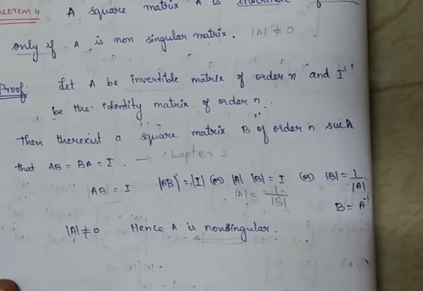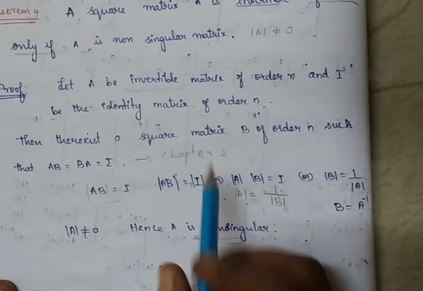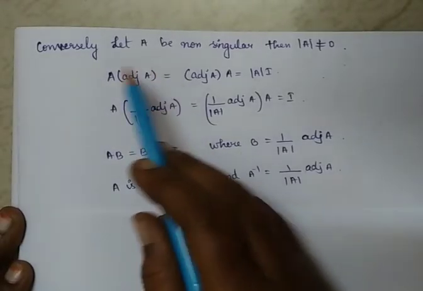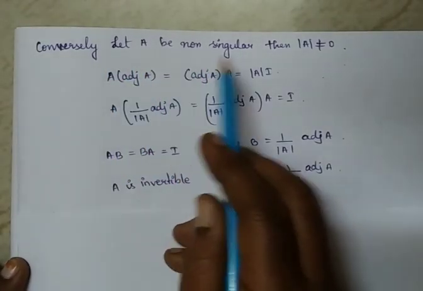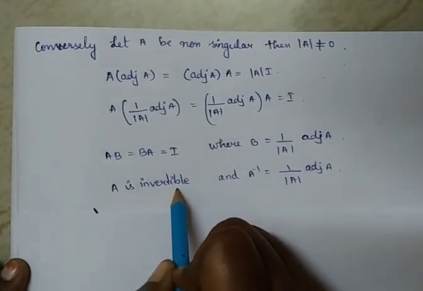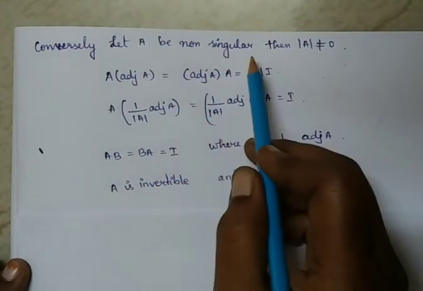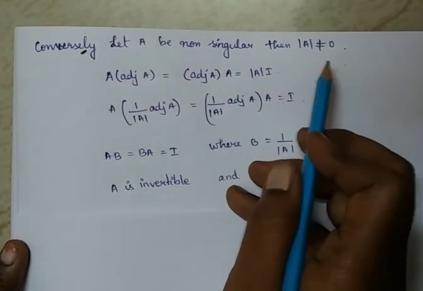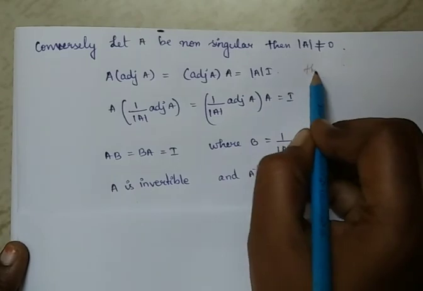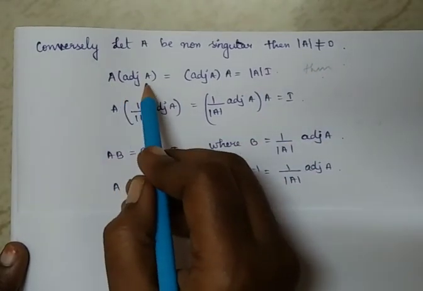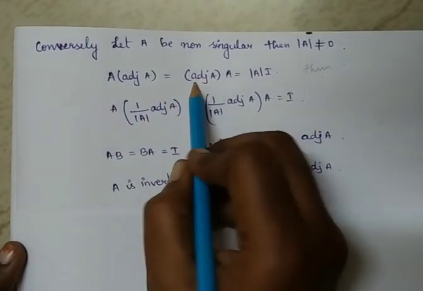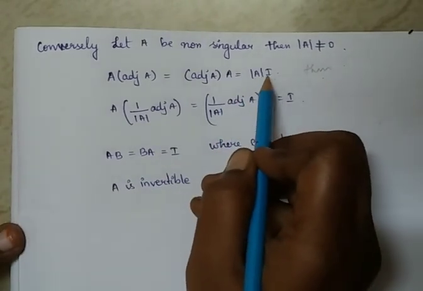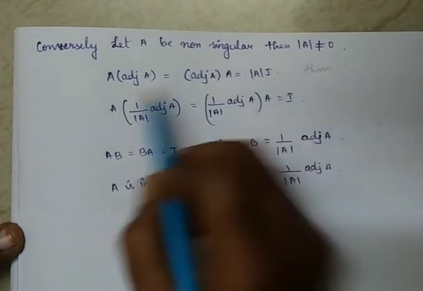The next thing, we have to take A is non-singular and we have to prove it is invertible. Now let us take A is non-singular and we will prove that A is invertible. Now A is non-singular means it is understood that determinant of A is not equal to 0. Now see, in theorem 1 we have proved that A into adjoint A, that is equal to adjoint A into A, that is equal to determinant A into I. Now keep the I here and take this determinant A to the next side.